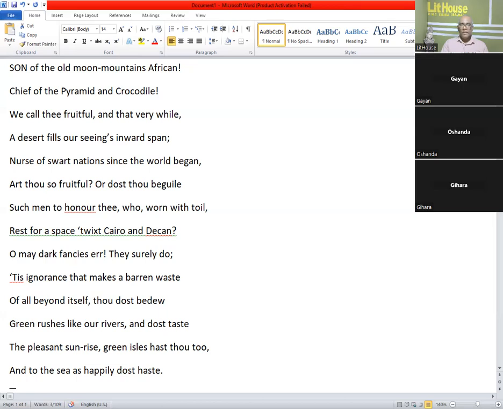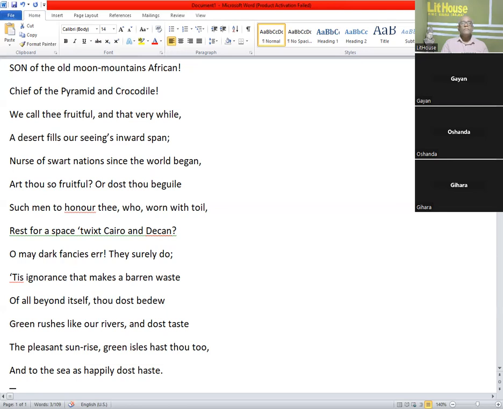Now, let's go line by line in understanding what John Keats has to say about this longest river in the world. Today we believe so. We never measured its length, but it is believed to be so.